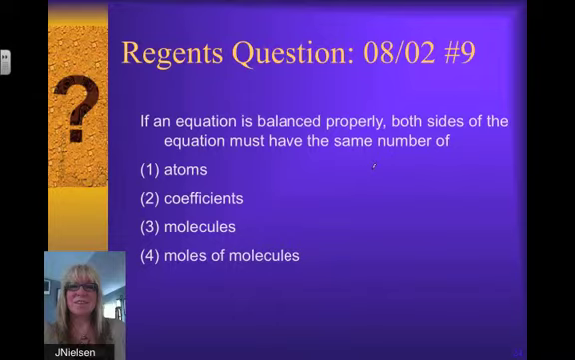If an equation is balanced properly, both sides of the equation must have the same number of, hopefully you said, atoms, because when we balance an equation, what are we doing? We're saying that we have 4 H's, we have 2 O's, and on this side we have 4 H's and 2 O's. We are counting the number of atoms.